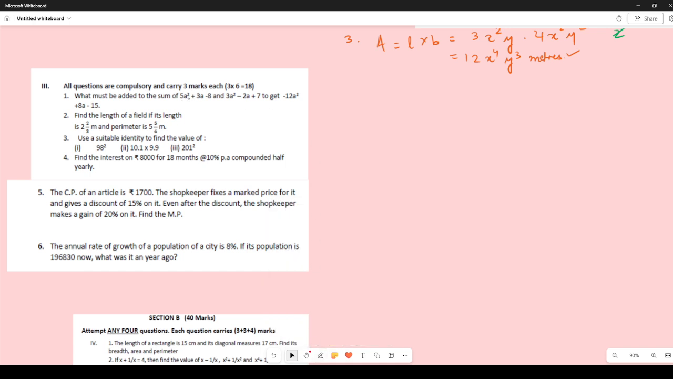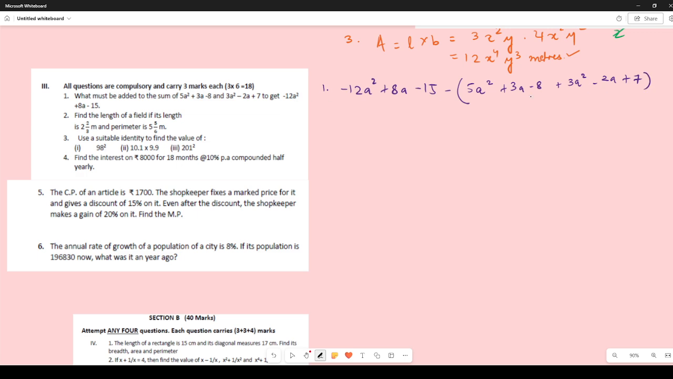Alright, what must be added to the sum of this and this to get this? So first let us find out how we are supposed to write this. You are getting minus 12a square plus 8a minus 15, and you have to take away from it the sum of 5a square plus 3a minus 8 plus 3a square minus 2a plus 7.